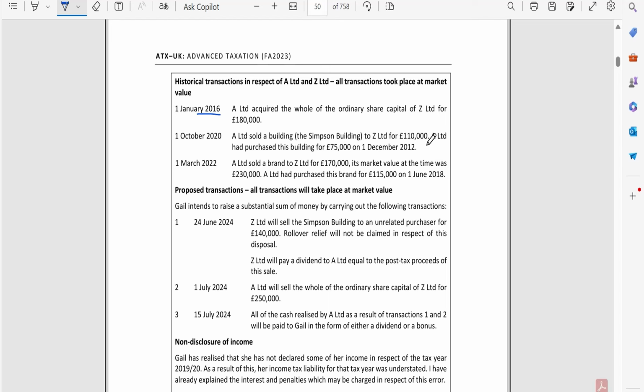I'm not going to the requirement yet, but I have to identify the maximum possible from the scenario. After reading this line, my mind gives hints about no gain, no loss. And when is this applicable? When two companies are part of a 75% capital gain group.